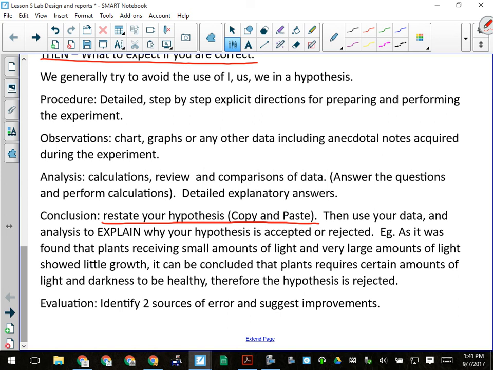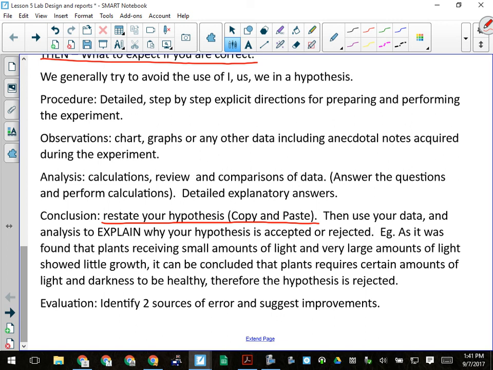If you just write, I was right, well, goody for you, okay? But I was right is not a conclusion. You have to tell me, how do you know you were right? Why do your observations say you were right? Nobody's ever 100% right in science, okay? What was correct? What worked? Okay, so does everyone understand the conclusion part?